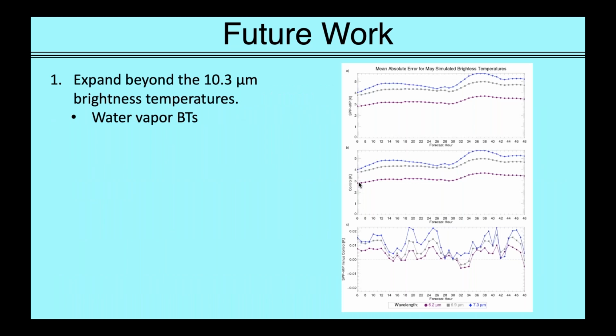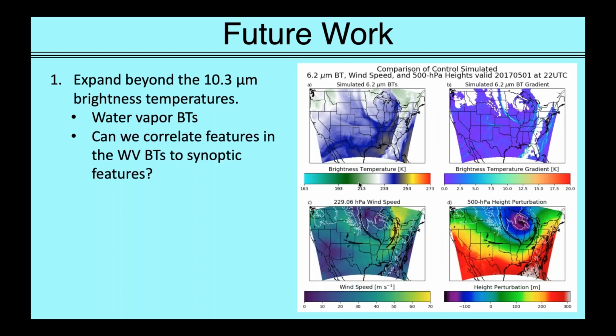So just some future work. All of this was done with the 10.3 micron brightness temperatures. So we want to expand to the water vapor brightness temperatures. Here's a quick example on the side using the 6.2, 6.9, and 7.3 wavelengths. All we calculated was mean absolute error so far. We want to see why we are getting pretty much what we're getting.